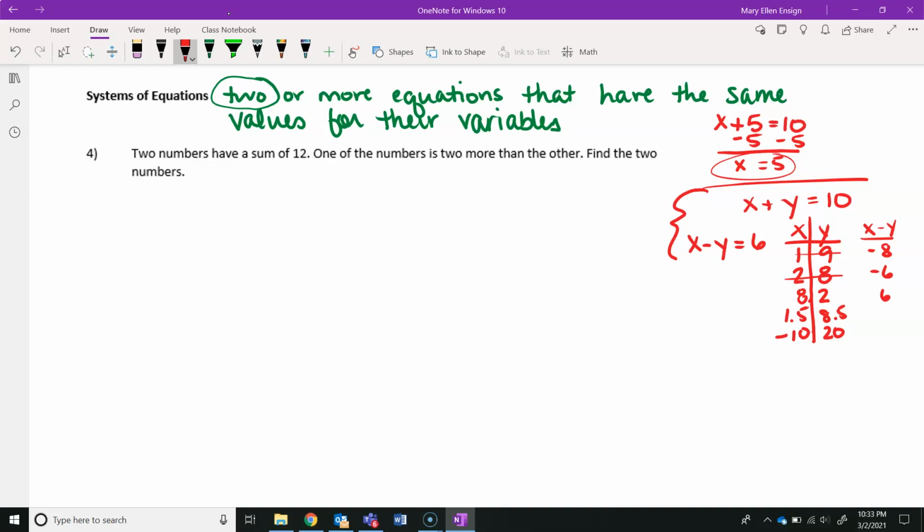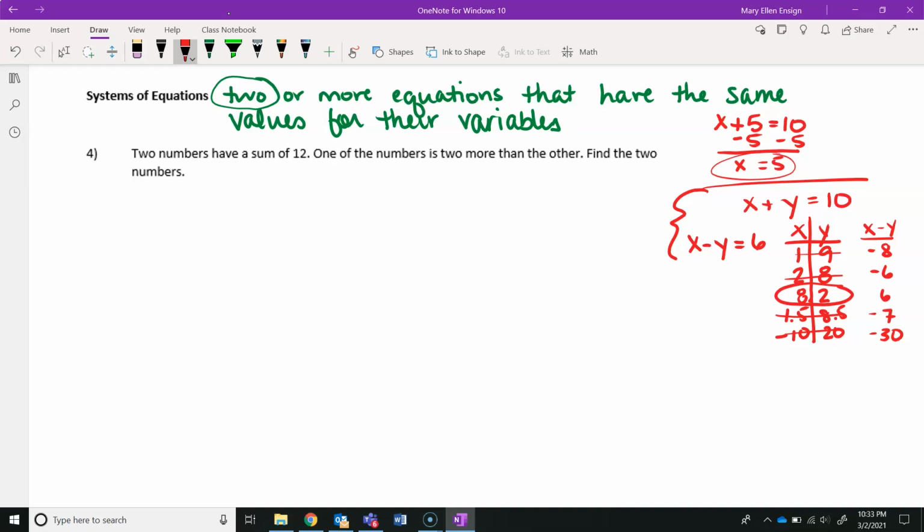If I look at the other ones, 1.5 minus 8.5 is negative 7. Negative 10 minus 20 is negative 30, right? So those wouldn't work. So of all the choices, I didn't look at all of them, right? They're an infinite number. But this is the one pair that is going to make both of these true.